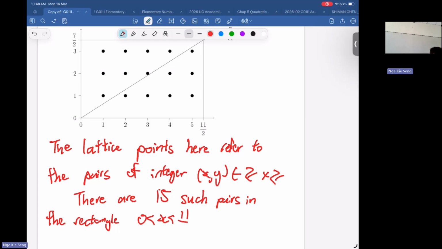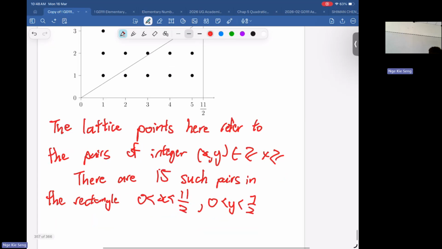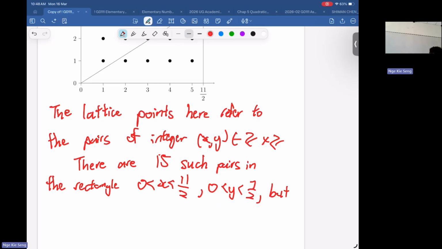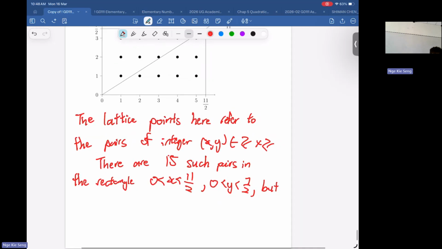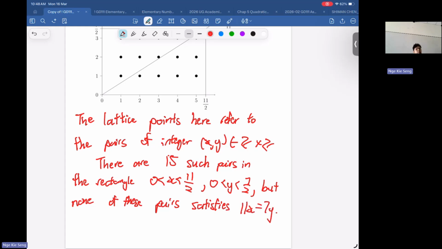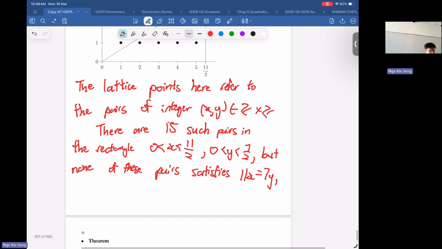But there's a very interesting observation here: no one will stay on the line exactly. How do you check this? Basically, if a point stays on the line, it solves the equation. So you have to prove that none of these lattice points will solve this equation. You can do analysis like this.